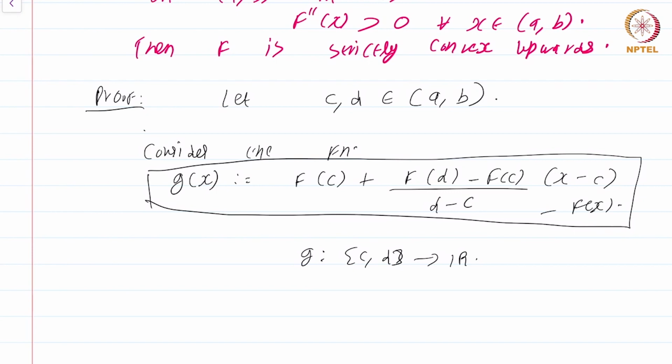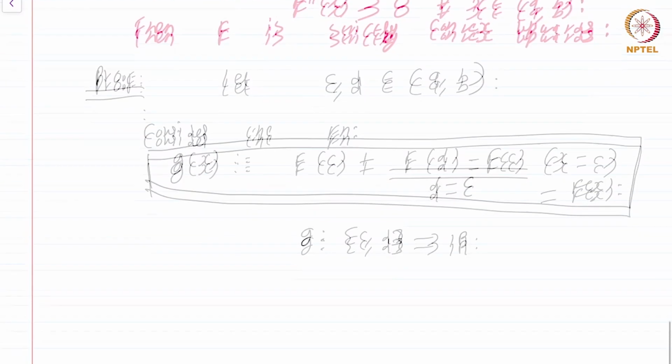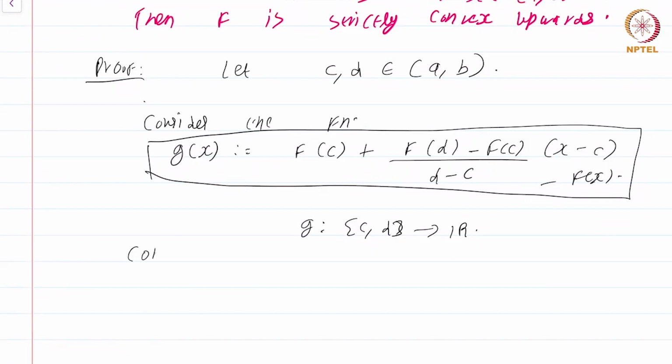Now how am I going to show that this function g is actually strictly greater than 0? Well, apply the mean value theorem to f on the closed interval [c, d].